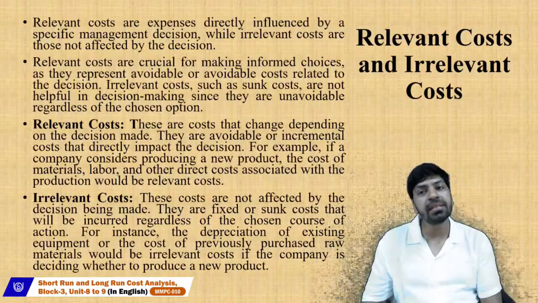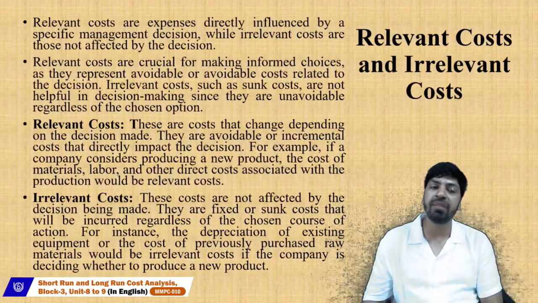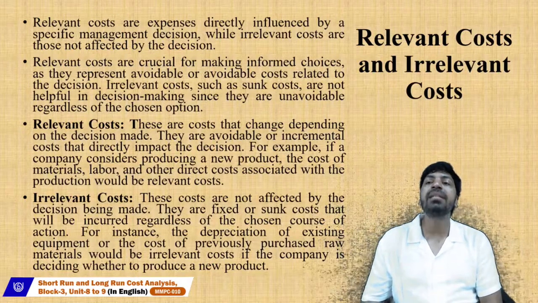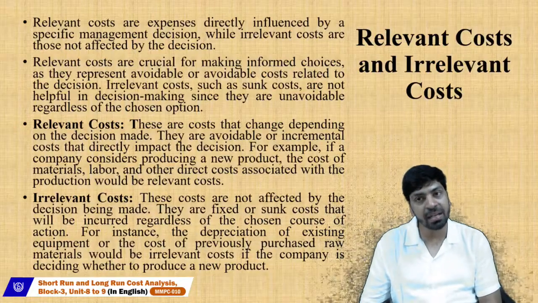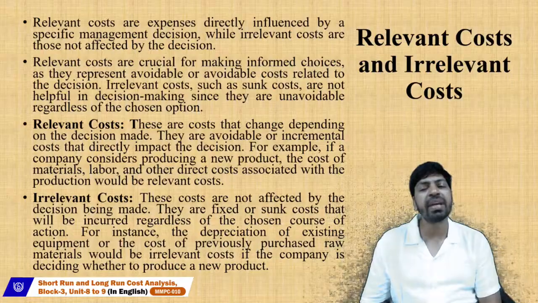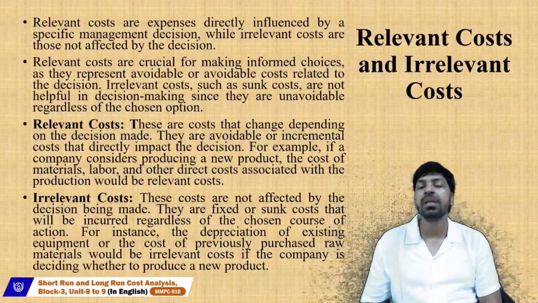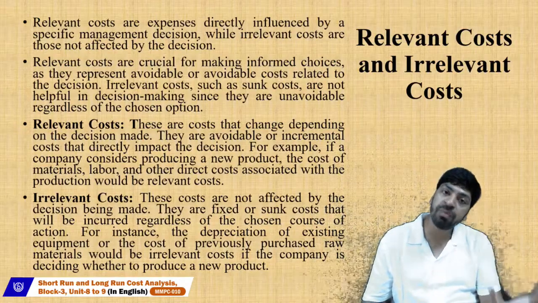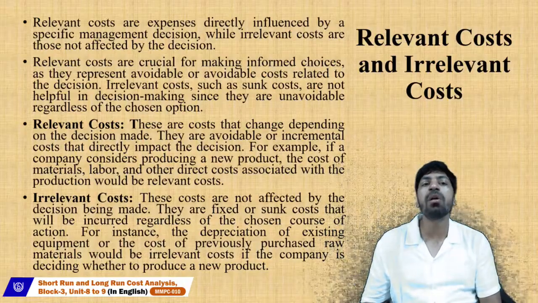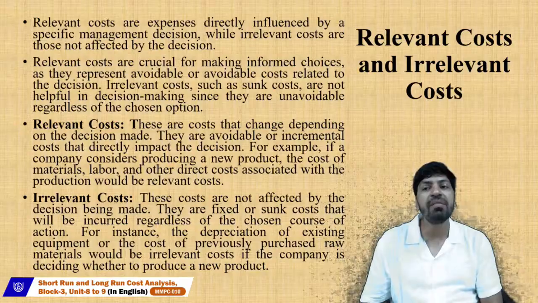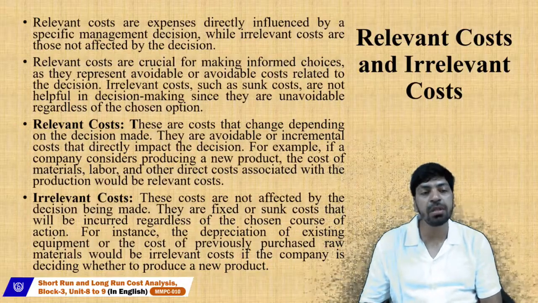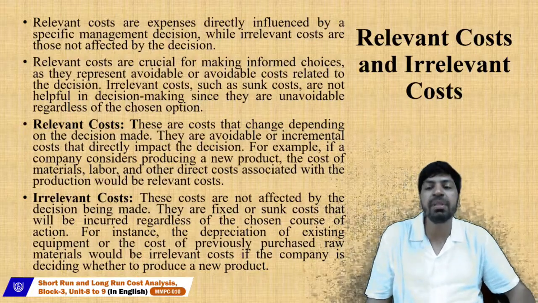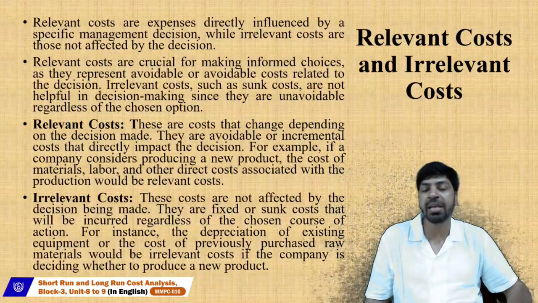Now we can come to the next cost, which is relevant cost and irrelevant cost. Relevant costs are those expenses which are directly influenced by specific management decisions, but irrelevant costs are not affected by any management decisions. So relevant costs are crucial for the management decision process because they could be avoidable, and avoidable costs are related to those decisions. But irrelevant costs are also called sunk costs, which are not helpful in any decision making process because they are unavoidable options available to the business organizations.